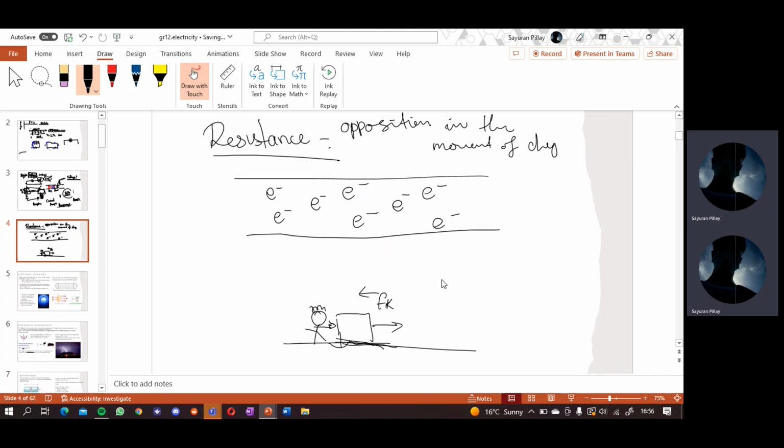So obviously different conductors will have different resistance, isn't it? It'll oppose charge slightly differently depending on all sorts of things. What things does it depend on? Yes, they can ask you that. So factors that affect resistance would be what? For example, thickness of the conductor, isn't it? So this will obviously have less resistance as opposed to this.